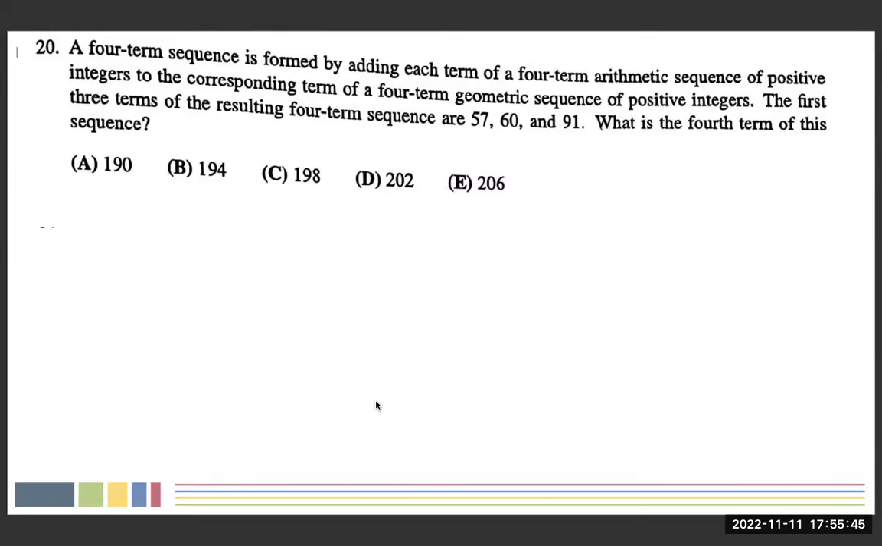All right. So this has been the AMC 10A problems 1 through 20.